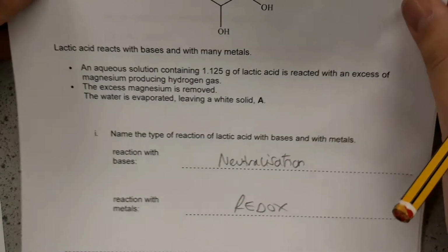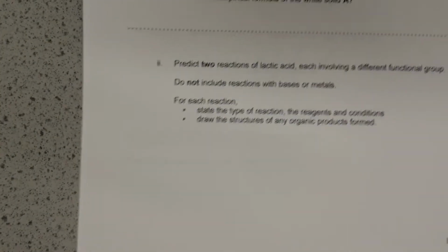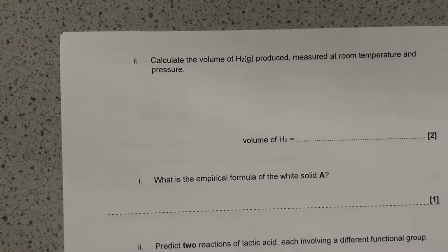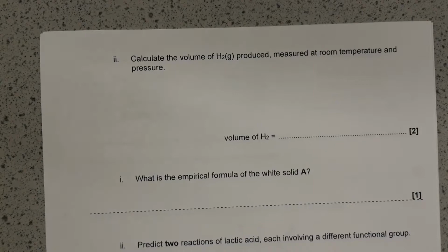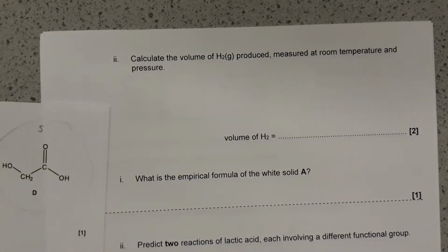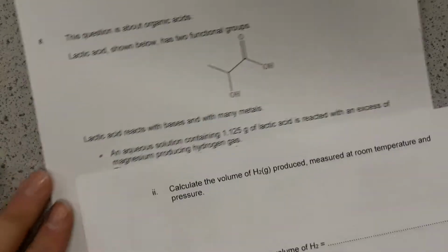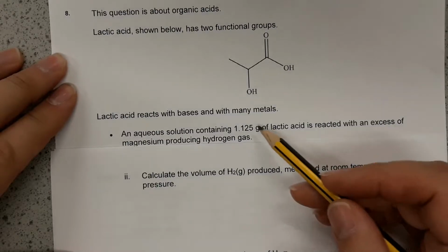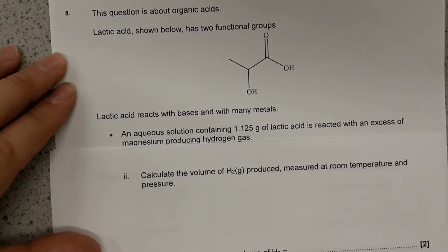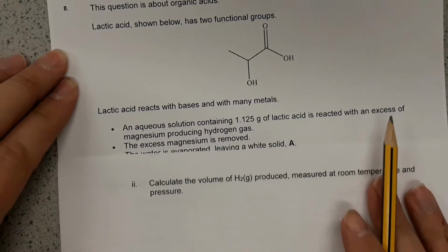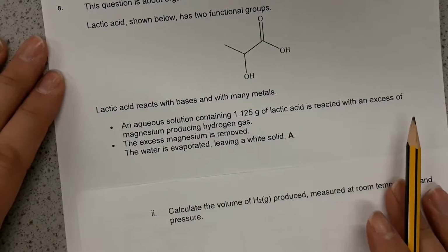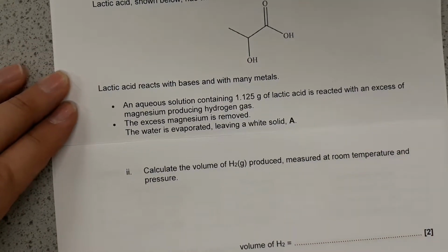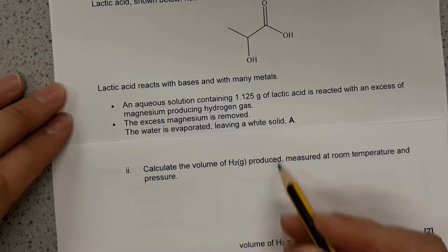Go over the page, the next bit. Calculate the volume of hydrogen produced, measured at room temperature and pressure. Straightforward moles calculation. Let me bring the lactic acid structure back in. Look at what we already know. So, we've got a mass of the lactic acid. I want to work out how much hydrogen is produced. We're going to need to think about a reacting ratio as well, just so we can account for that. So let's almost write an equation first of all.